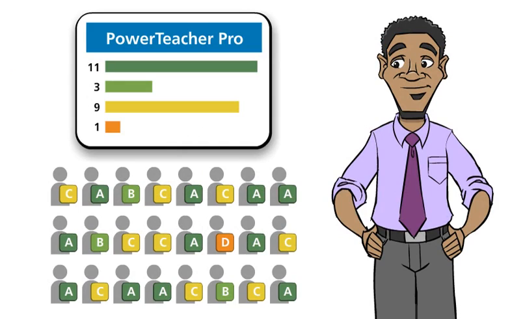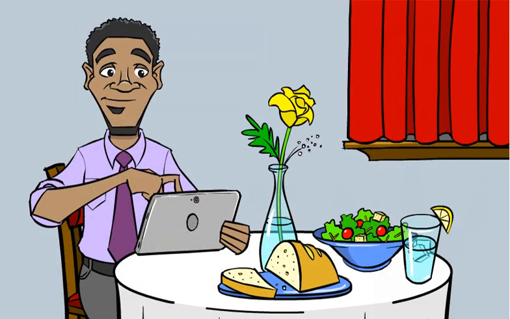It's clear that you have one student who needs some additional remediation so that he can continue to improve his failing grade. But it looks like the rest of your first period class is progressing well. And the best part is, you can use PowerTeacher Pro anytime to quickly monitor your students' progress.